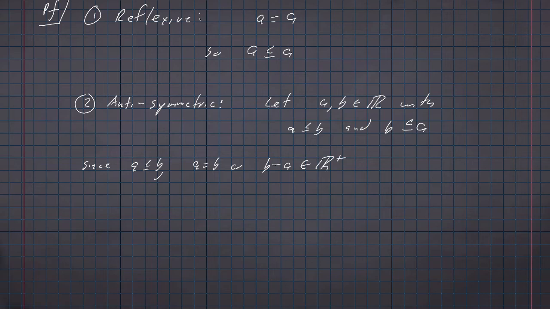Right? Since A is less than or equal to B, that means that either A is equal to B or B minus A is a positive real number. And since B is less than or equal to A, that means that either A is equal to B or A minus B is a positive real number.